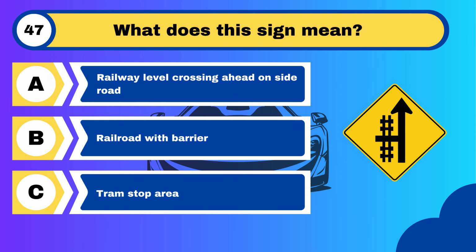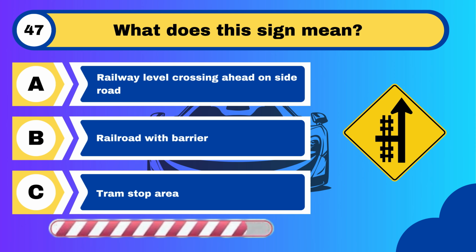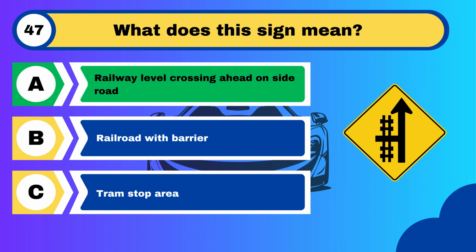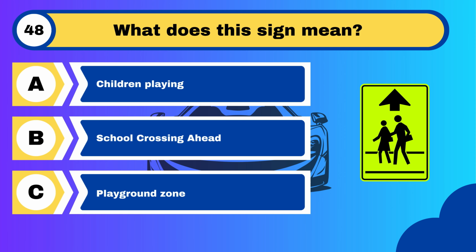What railway-related feature is ahead? A. Railway level crossing ahead on side road. What pedestrian zone is marked near a school?